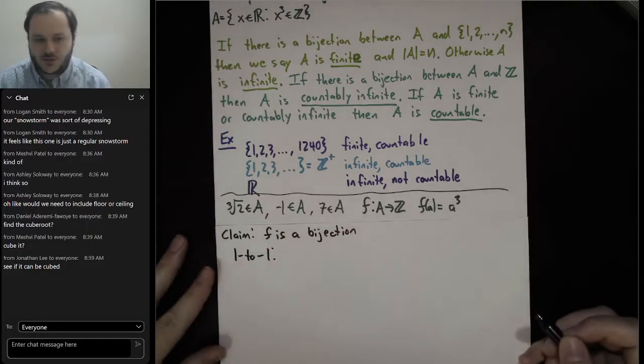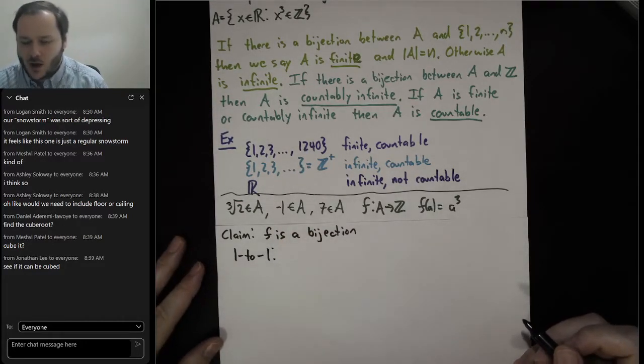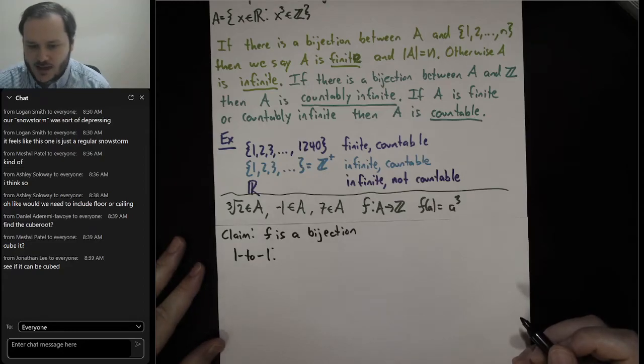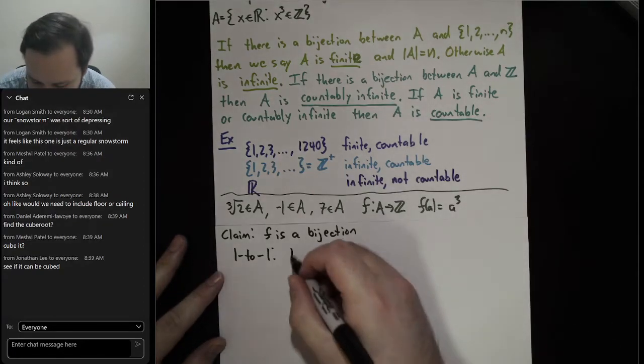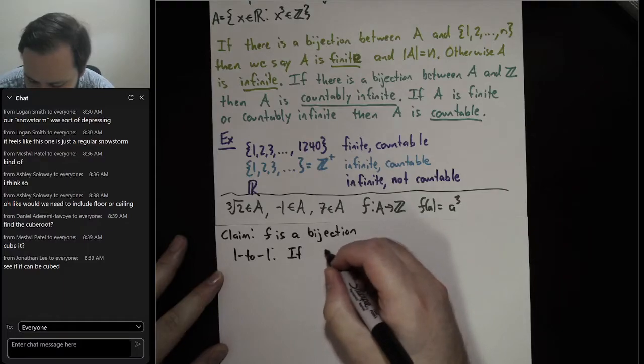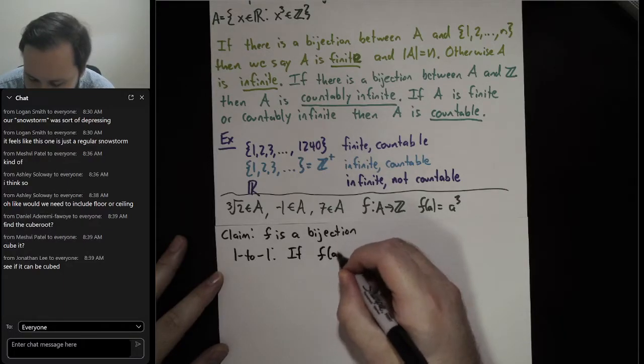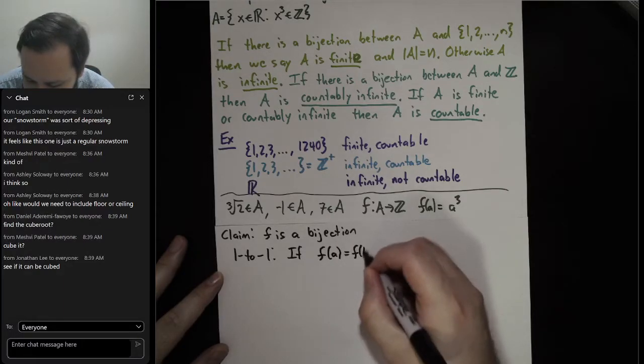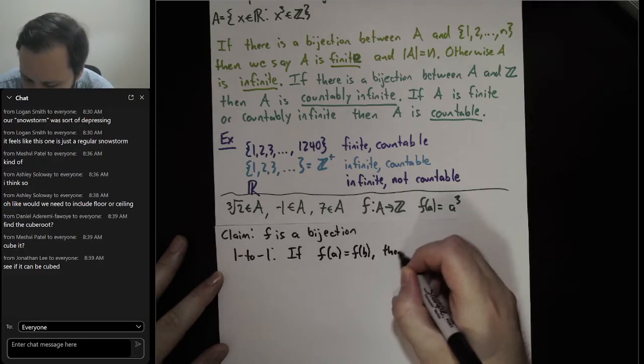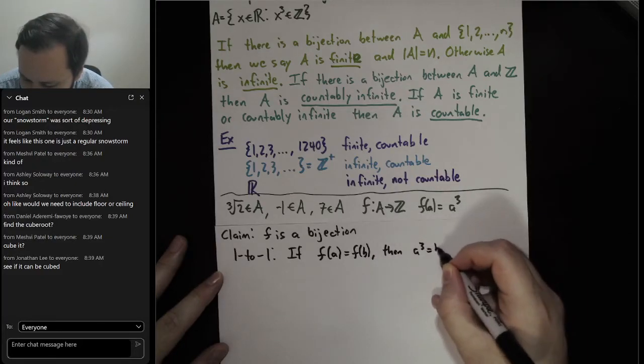If I want to show a function's one-to-one, I pick two outputs, and I show they had to come from the same input. If f of a equals f of b, then a cubed is equal to b cubed.